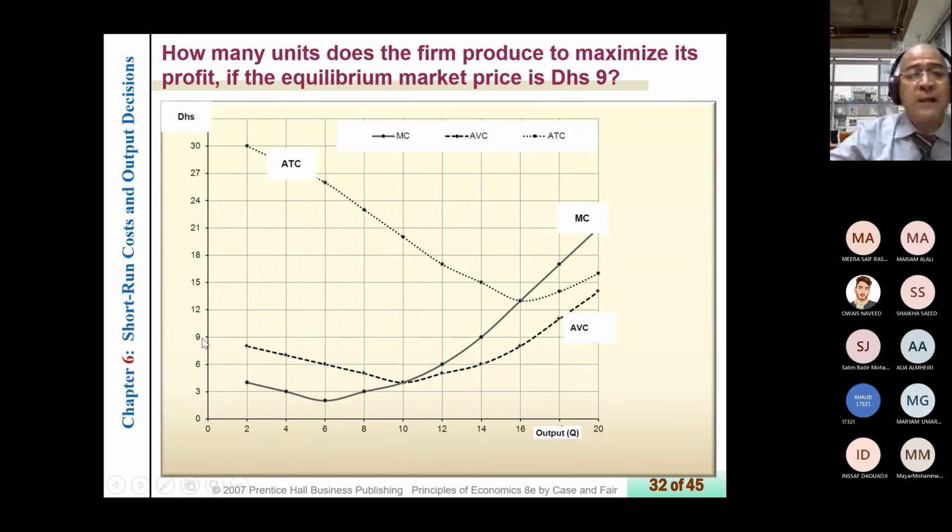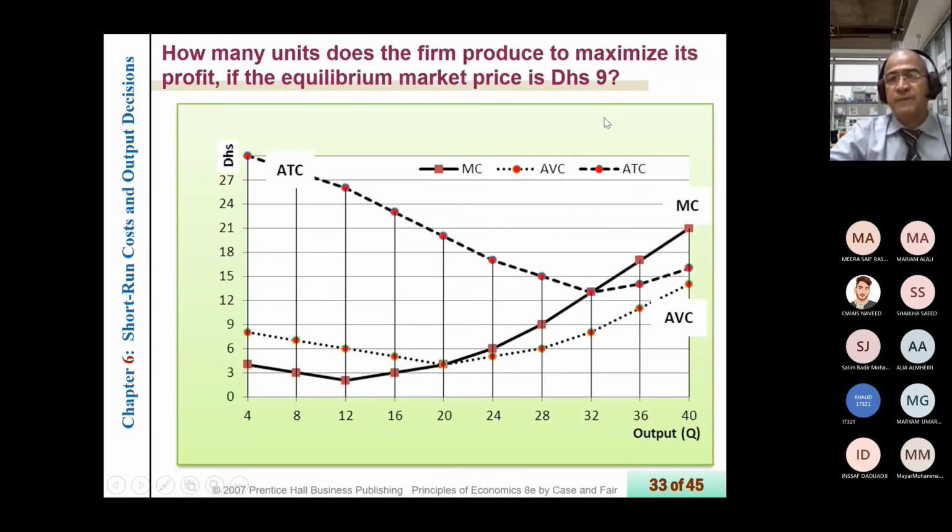So from 9, draw a horizontal line. This line is called marginal revenue. Look at a point in which marginal revenue equals marginal cost. I think at this dot. So if the equilibrium price is 9, the optimal level of output is 14. Why? Because equilibrium price equals marginal revenue equals marginal cost at this dot. So the optimal level of output is 14. Let me change the question.